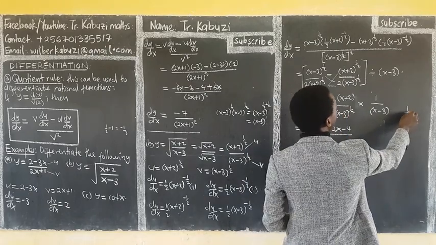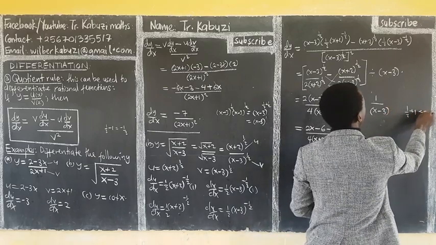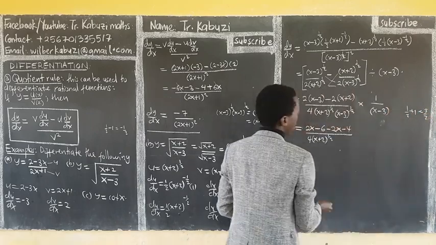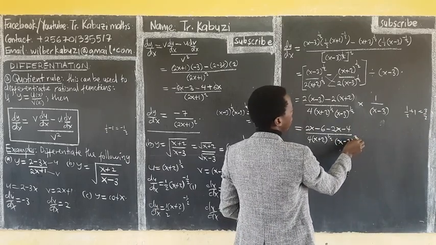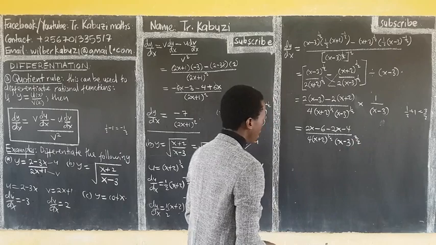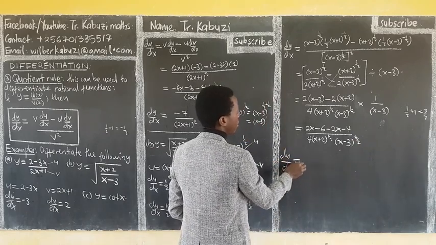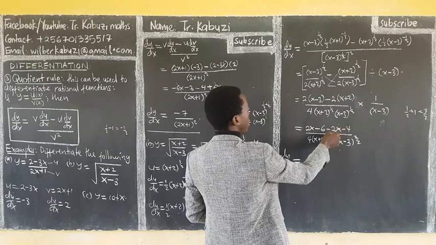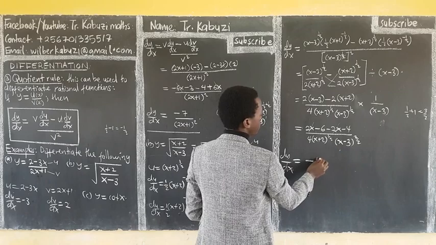the negative power. So I'll get power a half. This is power a half plus this is the power 1, which will give me 3 over 2. So now I have x minus 3 to the power 3 over 2. Now if you simplify that, dy dx will be, this one, this one, and this, they vanish. So I have negative 10.